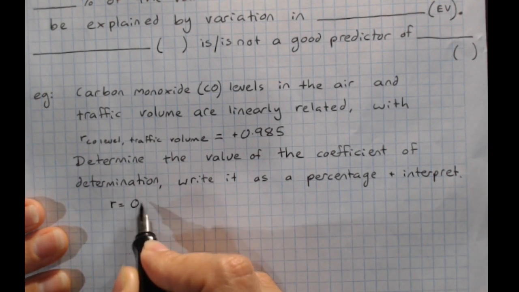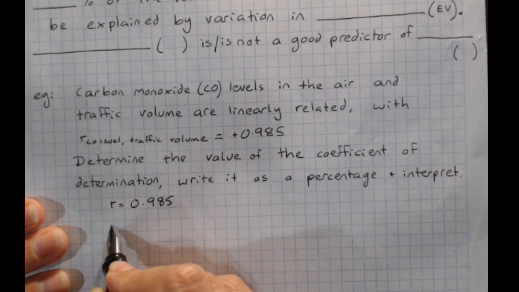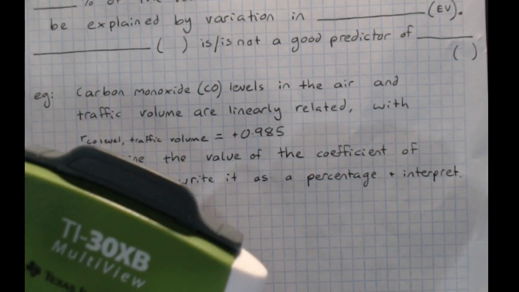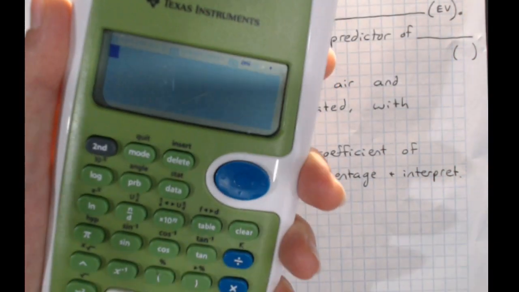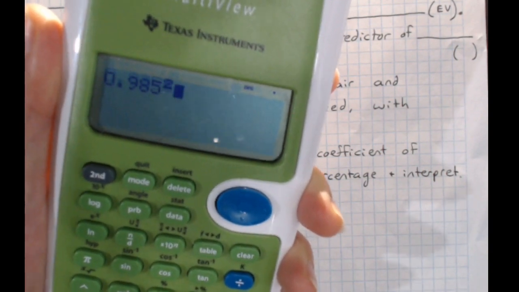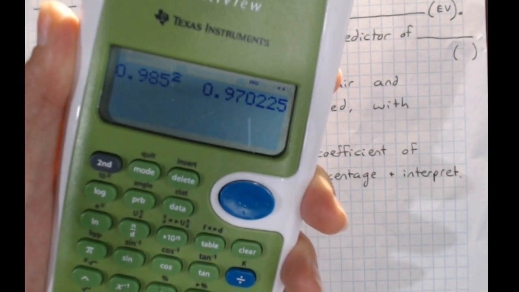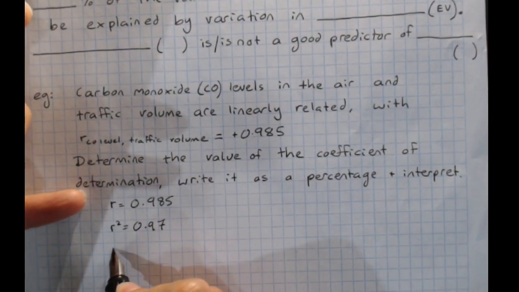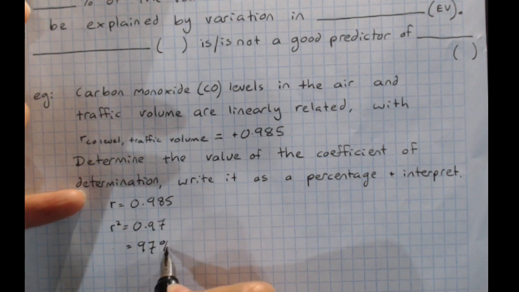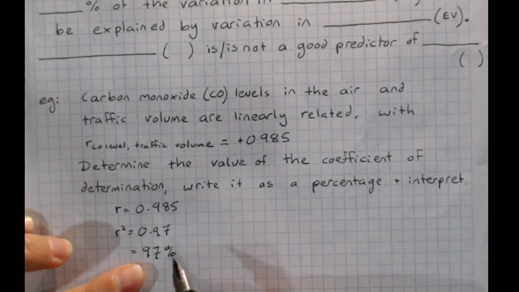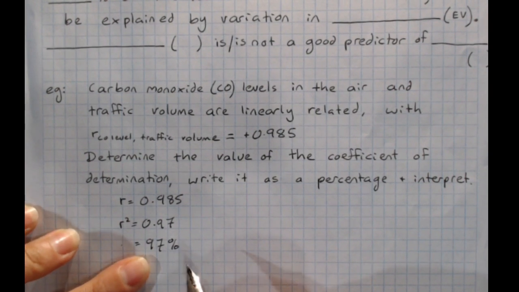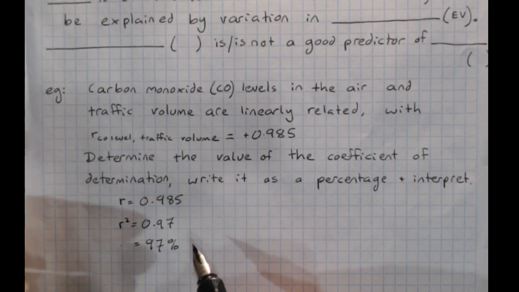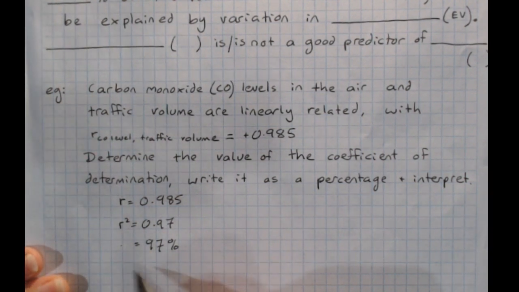So if r is 0.985, r squared, we'll square it, is 0.97, equals 97%. That says 97% of the carbon monoxide levels can be explained by traffic volume. There's not a lot else that's contributing to carbon monoxide levels changing. It's mostly traffic volume, according to this piece of information.